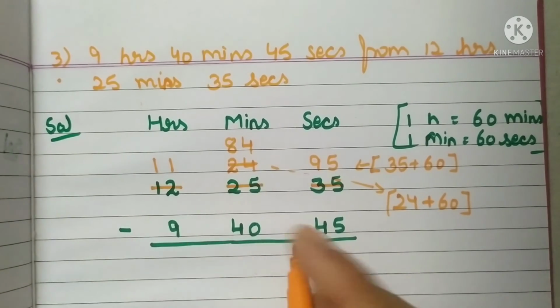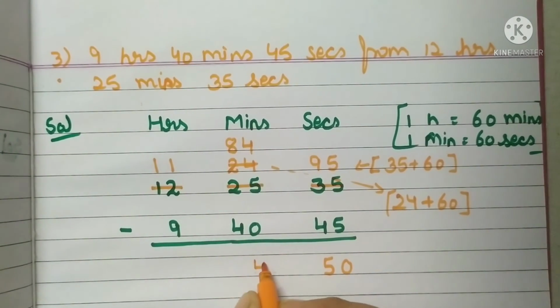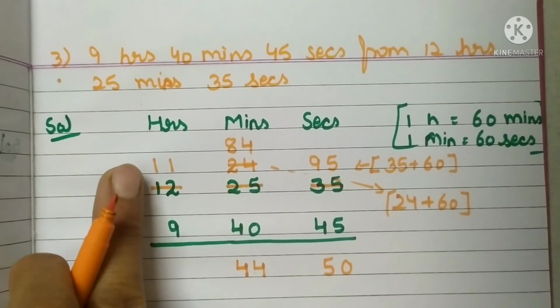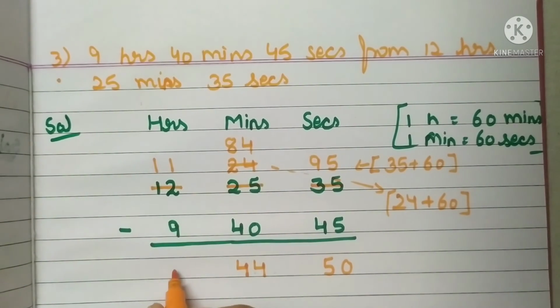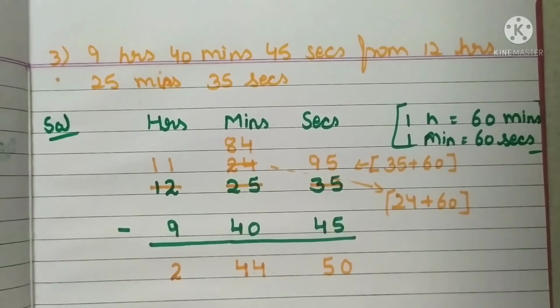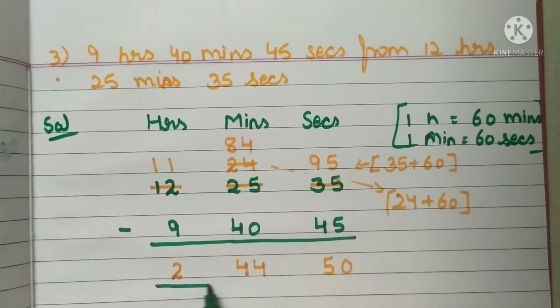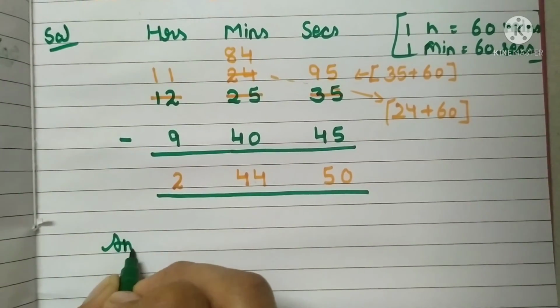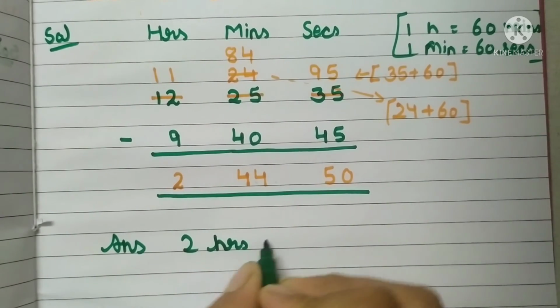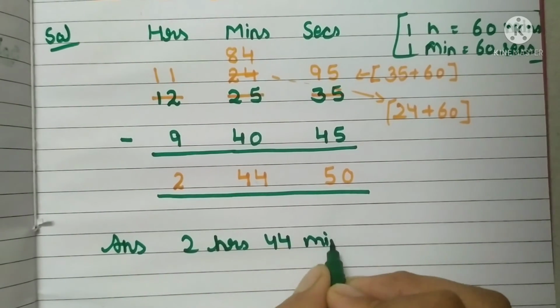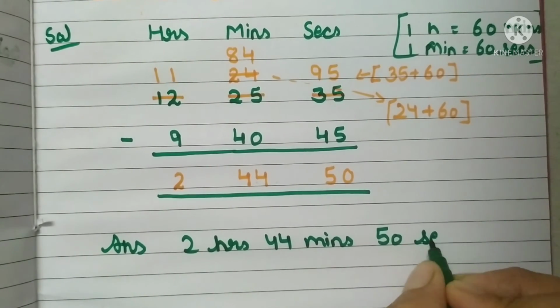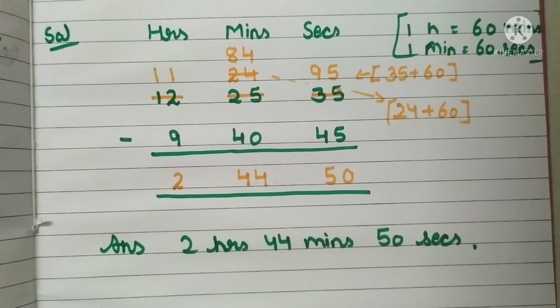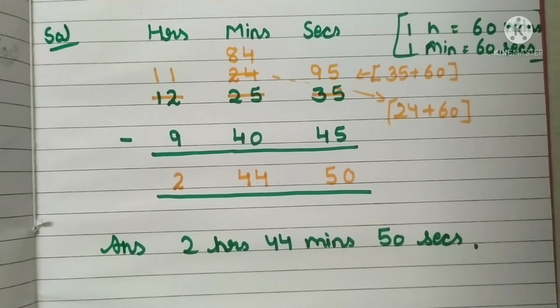Now it is possible, right? So 4 minus 0 will be 4. 8 minus 4 will be 4. And now here 11 minus 9 will be 2. So now we got the answer. That is, the answer is 2 hours 44 minutes 50 seconds. I hope now you have understood how to do subtraction in time.